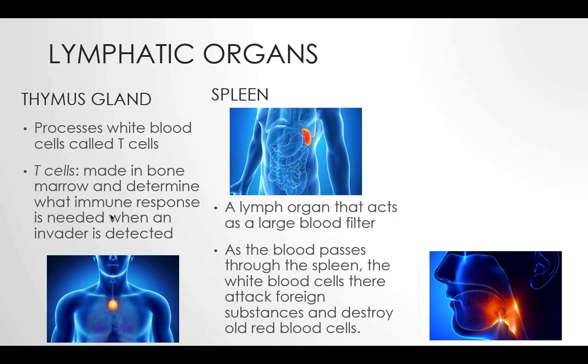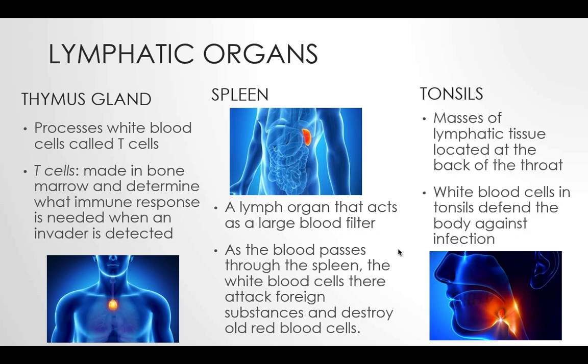Okay? Lastly, we have the tonsils. Okay? The tonsils are right here in your neck. Okay? And the tonsils are masses of lymphatic tissue located at the back of the throat. Okay? It's basically just a big glob of tissue, but they are important because the white blood cells in the tonsils defend against infection before anything goes down your throat. Now, sometimes they do, and then you end up getting sick, but what the tonsils try to do first is stop it before it goes down.